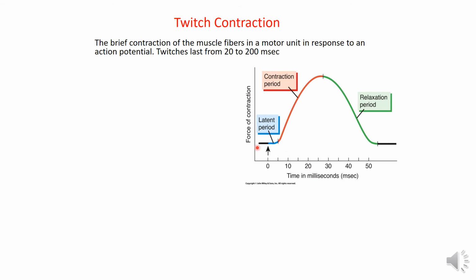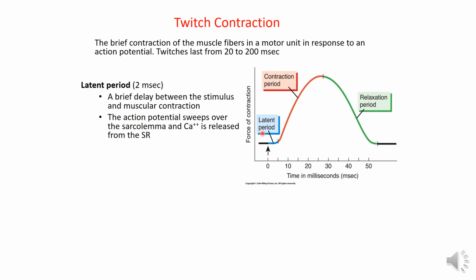Twitch contraction. It is the brief contraction followed by relaxation due to stimulation of the muscle by a maximal stimulus. A single maximal stimulus of the muscle is going to produce contraction followed by relaxation. The duration of the muscle twitch varies from 20 milliseconds to 200 milliseconds according to the muscle type. The phases of the simple muscle twitch include the latent period, which is the period between stimulation and appearance of response.